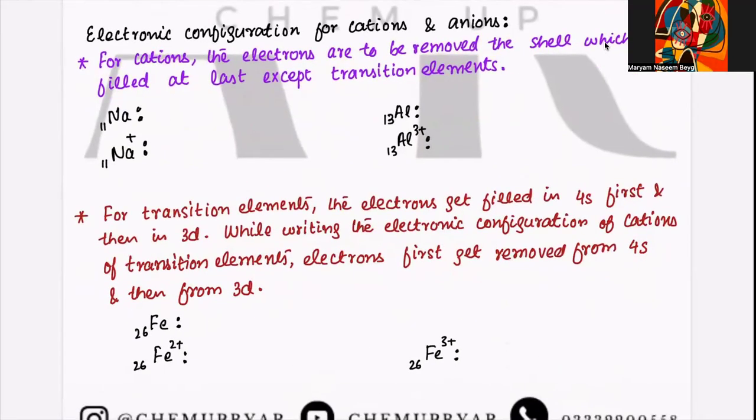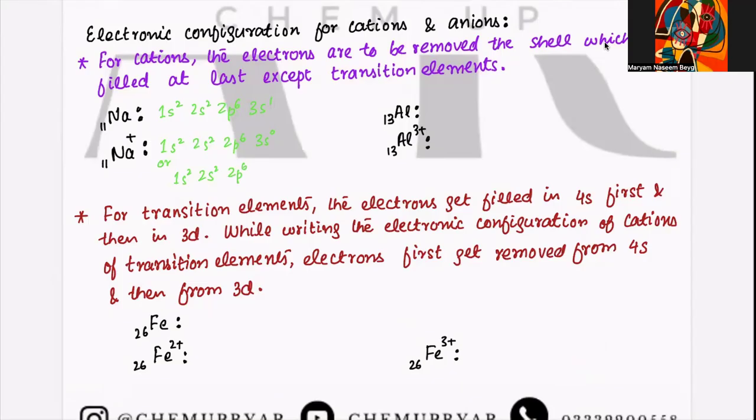For example, if I talk about sodium, sodium is 1s2, 2s2, 2p6, and 3s1, right? So when I move to its ion, the ion has a +1 charge, which means it has one less electron. So you are going to write 1s2, 2s2, 2p6, and then either you write 3s0, or otherwise, if you don't write the subshell from which the electron is released, either way it works.